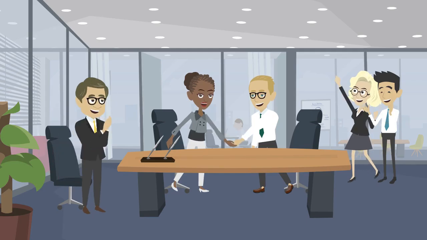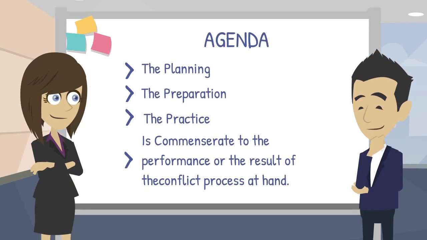And so in the meeting, what we're looking for is the outcome of a conflict resolution that should be commensurate to the level of the inputs from both parties in terms of planning, preparation, and the practice of conflict resolution. In other words, at the end of the meeting, it is likely to be measured by this statement: that the planning, the preparation, and the practice of conflict resolution is commensurate to the performance or the result of the conflict process at hand.